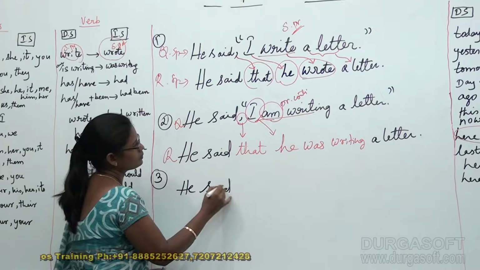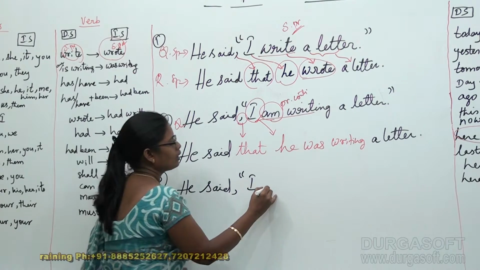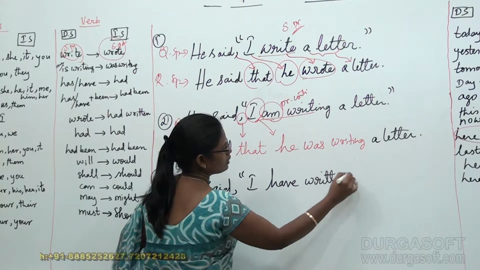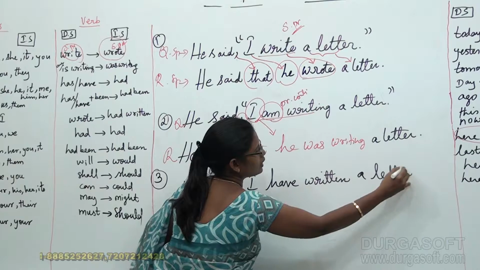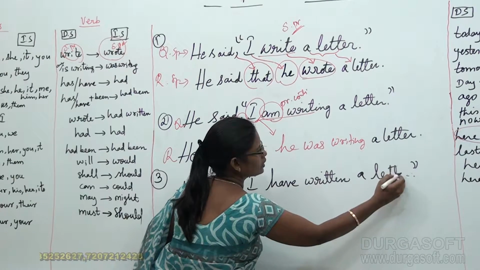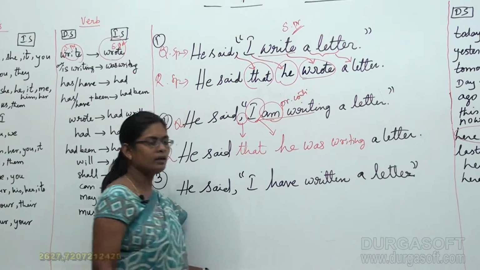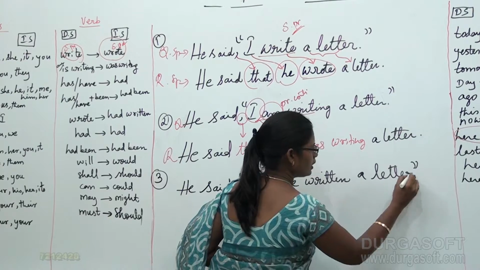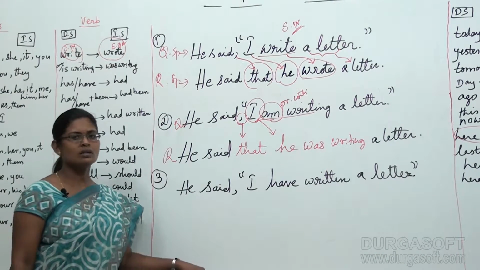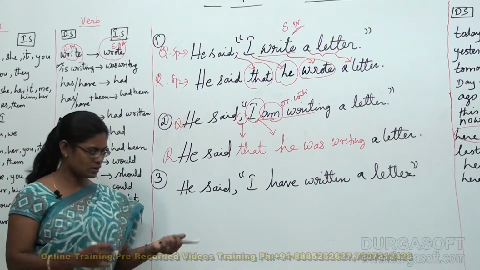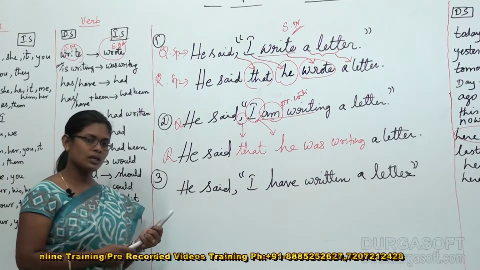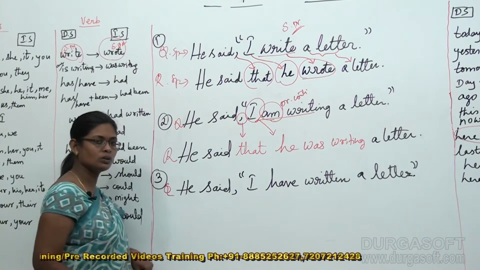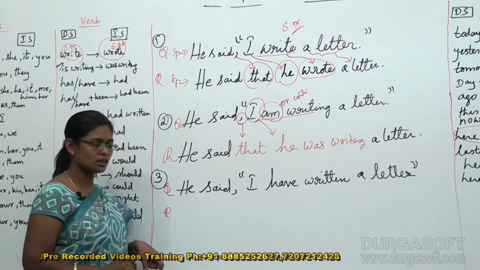He said, I have written a letter. I ended it with a full stop and closed it with inverted commas. Now what am I supposed to use here to convert this quoted speech into reported speech? This is my quoted speech and this is my reported speech.